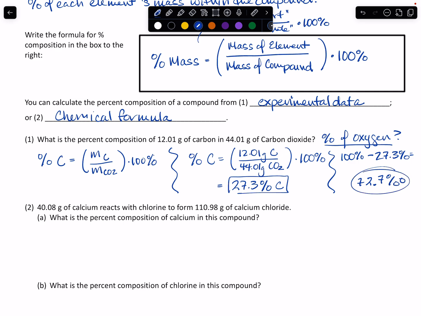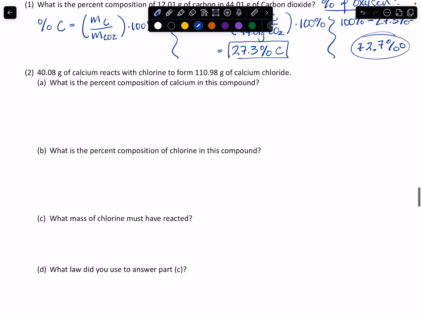72.7%, and that is the percentage of oxygen. All right, let's move down to this problem.